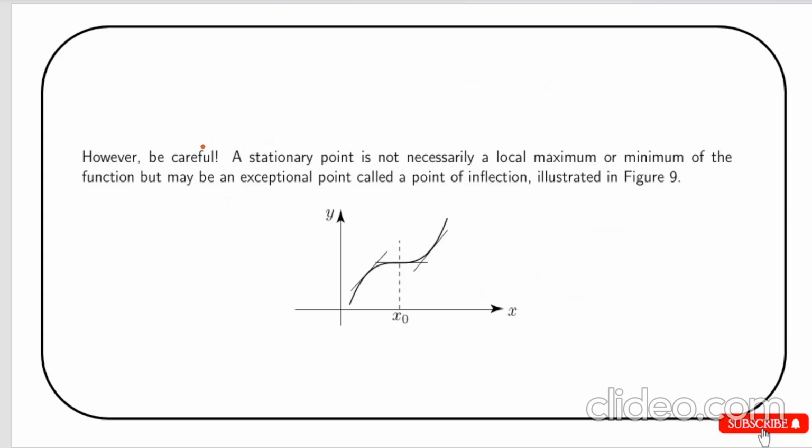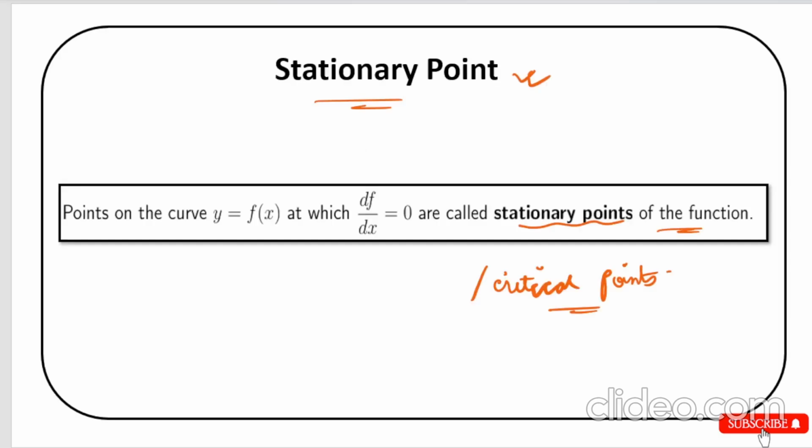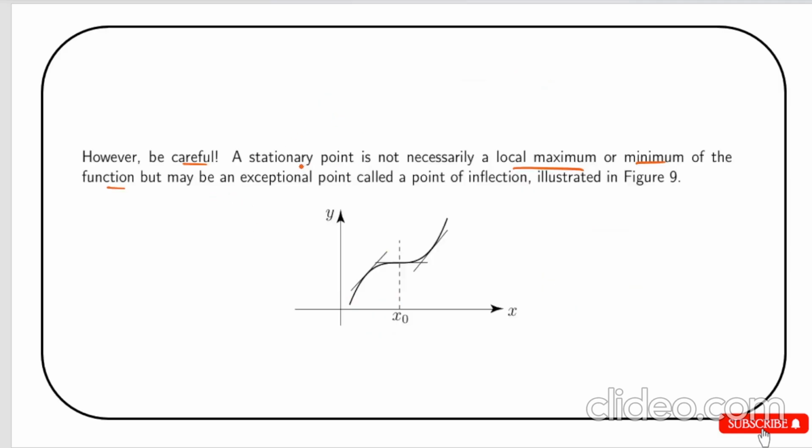Now, one thing you need to be careful about is that a stationary point is not necessarily a local maximum or local minimum. So if you equate this and you get some value, by just getting this value, you can't say that this is maxima or minima. For that, you have to satisfy the second order condition. A stationary point does not necessarily mean local maxima or local minima. It could be a point of inflection as well.